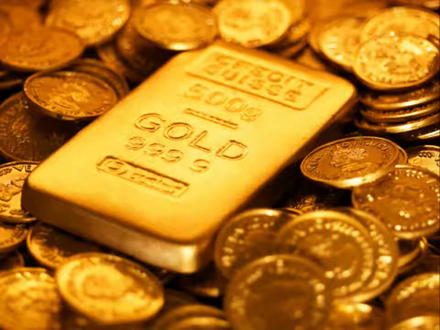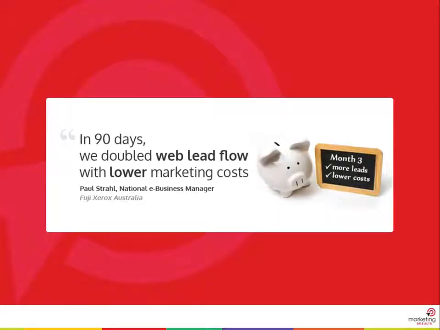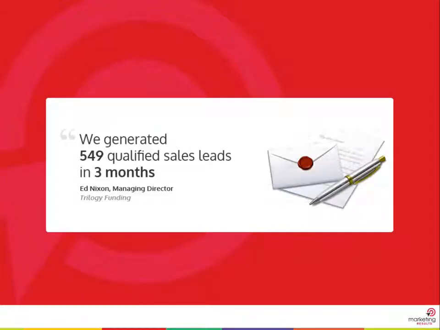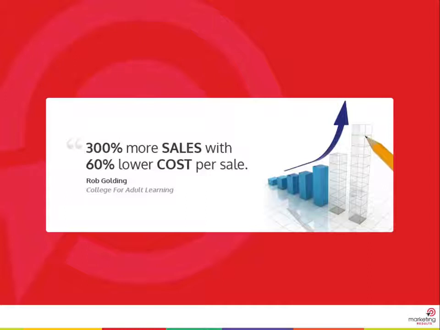And I want to emphasize that everything you're about to see has been tested and proven to work in the real world. Allow me to share with you just 3 of many client success stories to give you a sense of the kind of results companies have been able to achieve using these methods. Like Fuji Xerox Australia, who were able to double their lead flow in 90 days with lower marketing costs. Or Trilogy Funding, who successfully generated 549 qualified mortgage broking leads in 3 months. Or the College for Adult Learning, who experienced 300% more sales with 60% lower cost per sale.